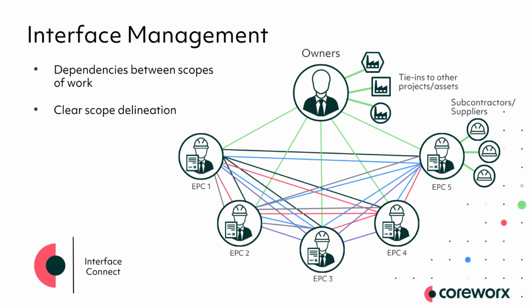Here we have a typical project. We have the owner, we have multiple EPCs executing the project, and we have tie-ins to existing facilities. Managing projects this complex requires constant collaboration, with clarity and focus on scope, and this includes identifying and managing the dependencies or interfaces between your scopes of work.